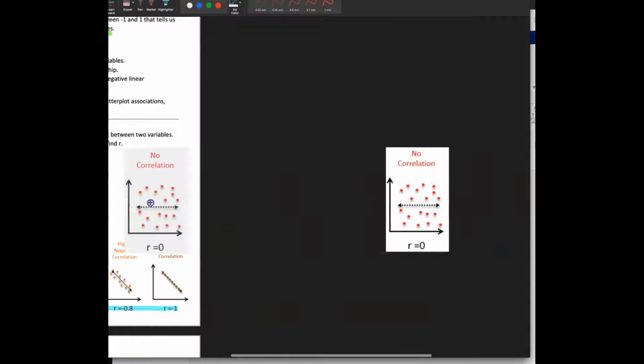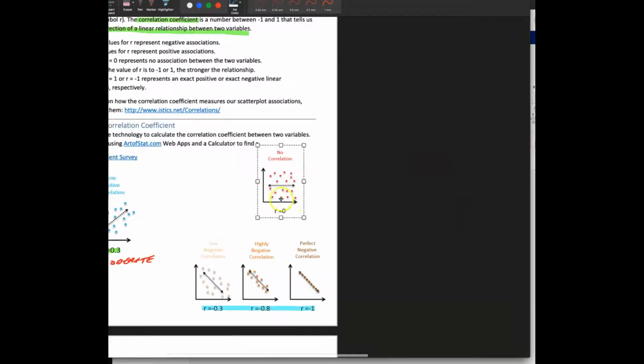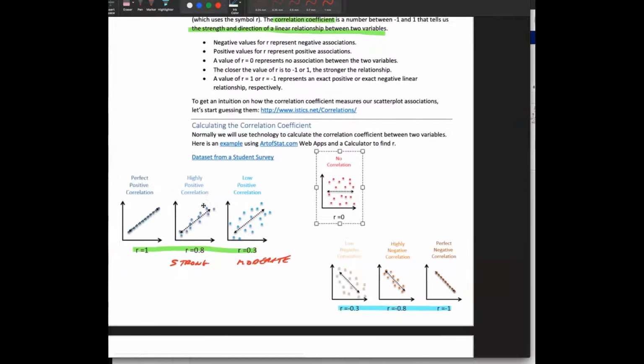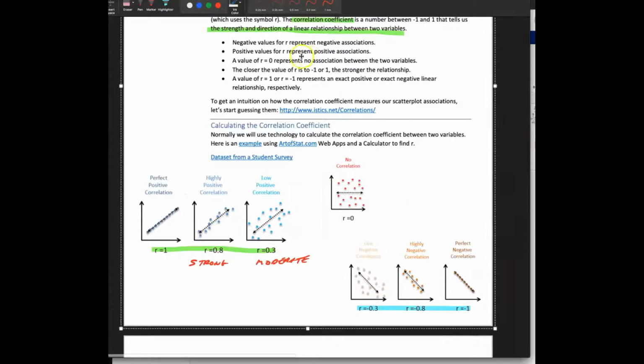There it is. Let me bring it in. This is where the points are just randomly placed, no correlation. Points are just kind of random right there. There's no association. There's an example right here. The value of R equals 0, no association between those two variables.